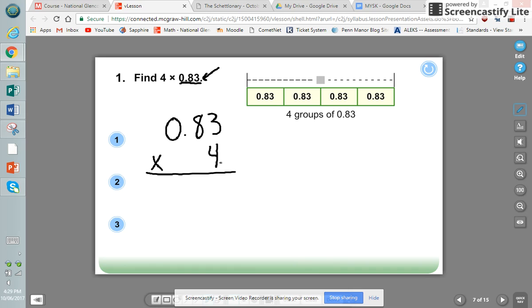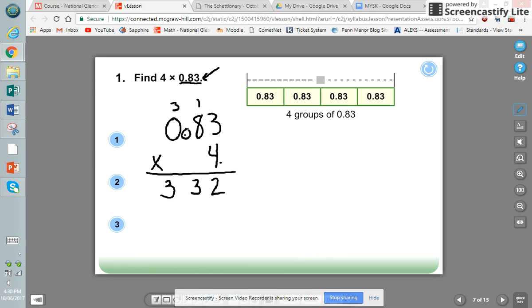Now, I'm going to do old-fashioned multiplication here. 4 times 3 is 12. 8 times 4 is 32 plus 1 is 33. And we're going to carry the 3 over to here. And 3 plus nothing is 3. Yeah, 3. Okay. I'm not done. I have this decimal right there. That tells me I need a little bit more action here.